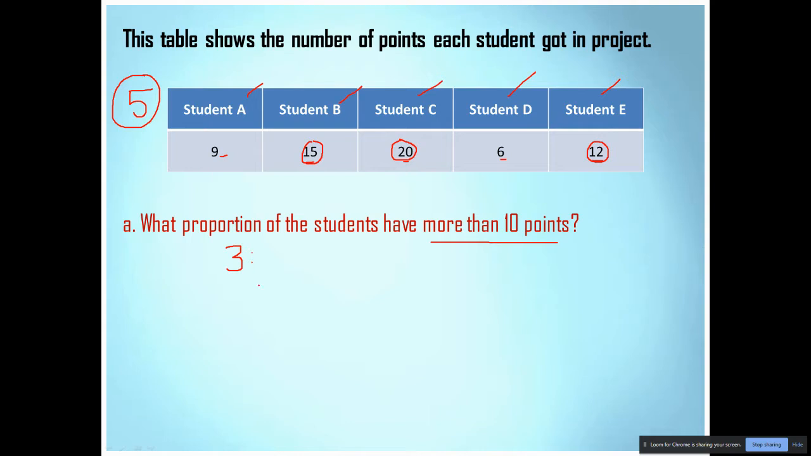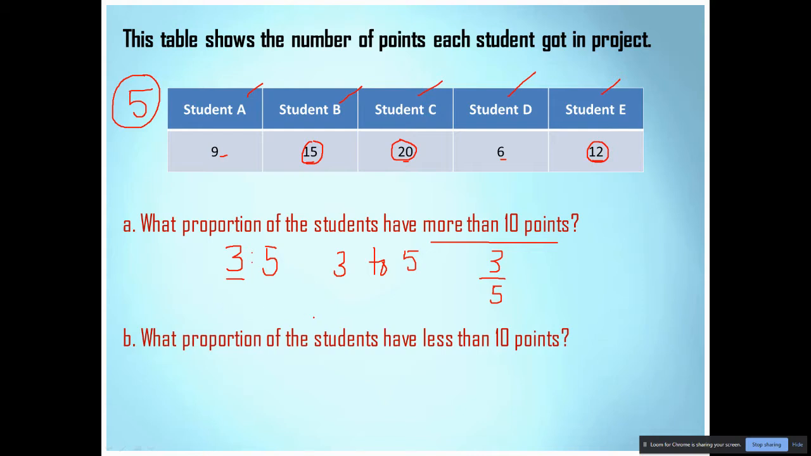As I've said, proportion is part from whole. The whole number of students is 5, and 3 of them got more than 10 points. So that is the proportion, 3 to 5, or in fraction form, 3/5. So that's our answer for letter A.